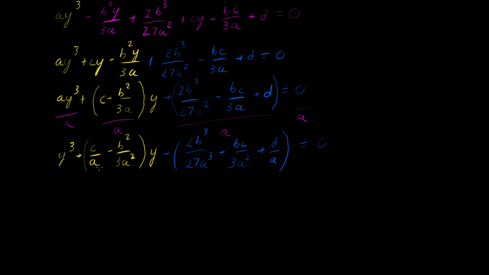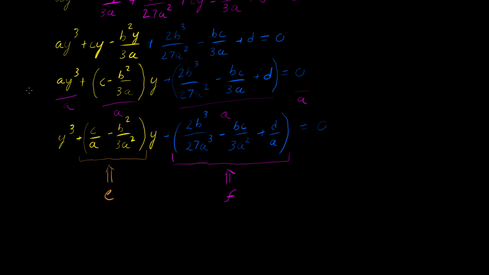Now, let us make the couple of substitutions, which I said earlier. Let us say that e is going to be equal to c over a minus b squared over 3a squared. We're just going to let all of that equal e. Let us say that f is going to be equal to 2b cubed over 27a cubed minus bc over 3a squared plus d over a. Let's let all of that be equal to f. So what are we left with? Once we simplify, we're just left with y cubed plus ey.